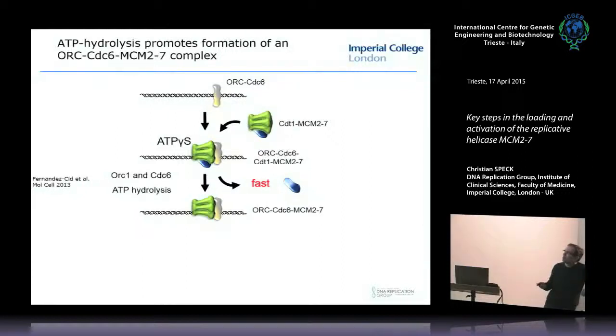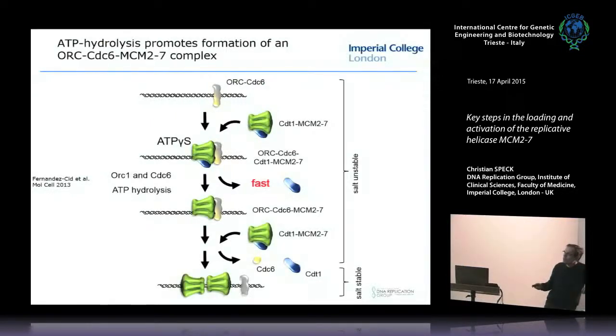and then what? So we characterized this next intermediate, and this is actually an ORC CDC6 MCM complex, containing still only a single MCM. And why is this formed? What we could show is that this complex is actually competent to recruit the second MCM hexamer, whereas this complex cannot recruit the second MCM hexamer. So what ATP hydrolysis does, it ejects CDT1 and then changes the conformation of the complex, and now it becomes an adapter for the second MCM. And in a CDT1-dependent process, you can load the second MCM and then you form a double hexamer.